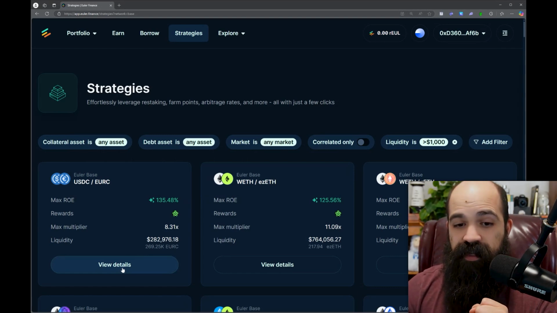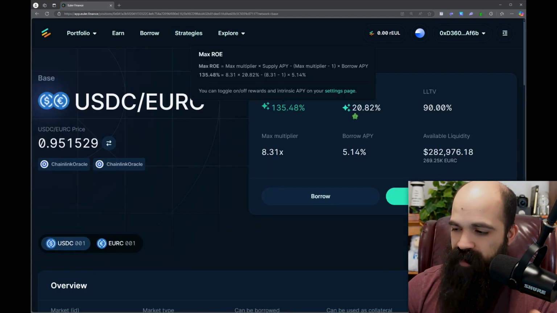Now, let's click view details here. And what you see is the max ROE is 135%. We saw this on the last page.